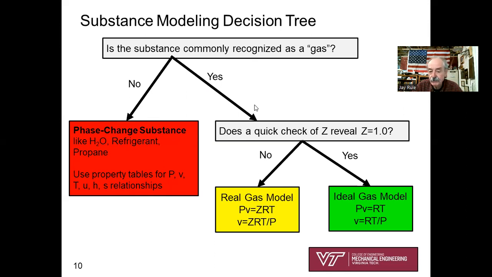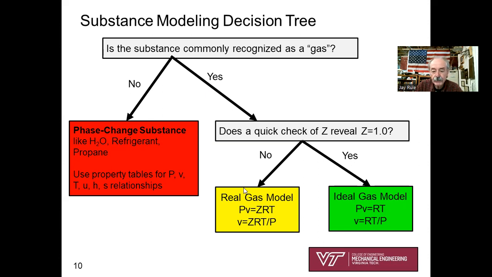Okay, decision tree over to the right. Yes, I've got a gas. Did you have a situation where you quickly checked Z? You don't need to spend a lot of time on it, but did you quickly check Z and see, look, Z is nearly 1.0? If yes, if the compressibility factor Z is nearly 1.0, then you're green, you're good to go. Ideal gas model, Pv is equal to RT, or little v is equal to RT over P. And you know all those combinations of the ideal gas equation of state.